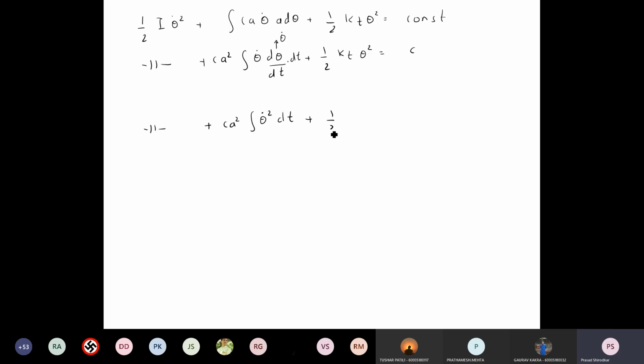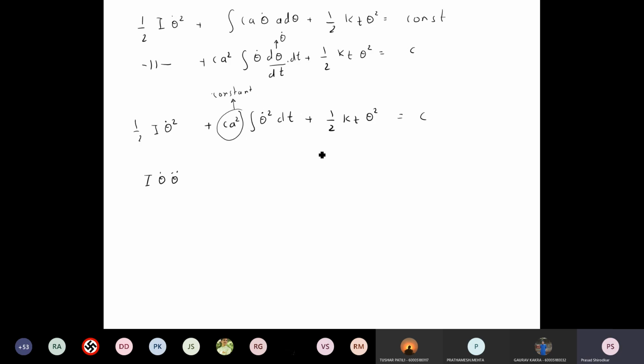Plus half k torsional theta square. I will just write it here itself: half I theta dot square. Now differentiate this equation. The right hand side is constant. So differentiating, the first term becomes I theta double dot. Now this term C a square is constant, that is why it is outside.